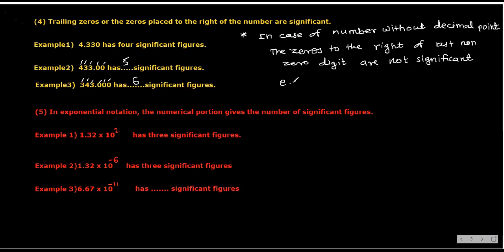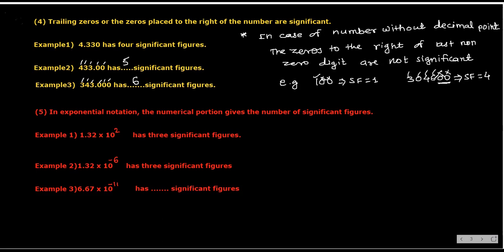For example, here I told 100. So this is significant, this is not significant, because here there is no decimal point. So significant figure is how much? 1 in this case. Suppose now you have 304600. So only these zeros are not significant, remaining all are significant, yes or not? So how many significant figures here? Significant figure is equal to 4. These two zeros are not significant.